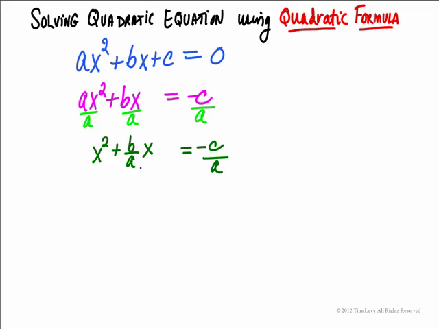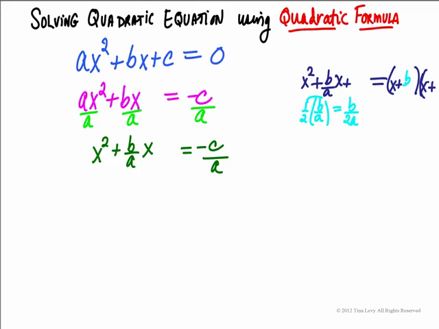Now I have to complete the square. So I have x squared plus b over a times x. And I'm going to add something, and I'm going to get x plus two terms that, when doubled, give me b over a x. So we have to take half of b over a. Half of b over a is b over 2a. So I have to put b over 2a in both.